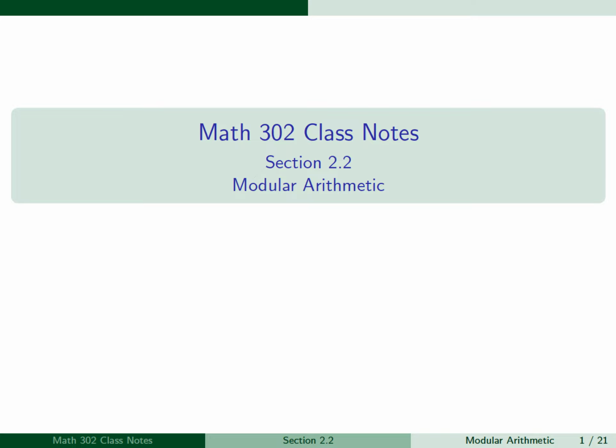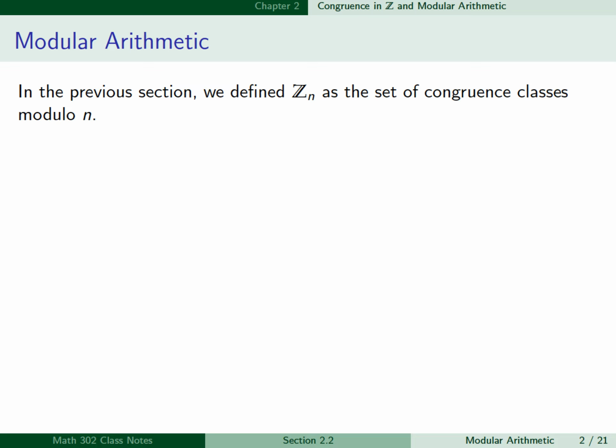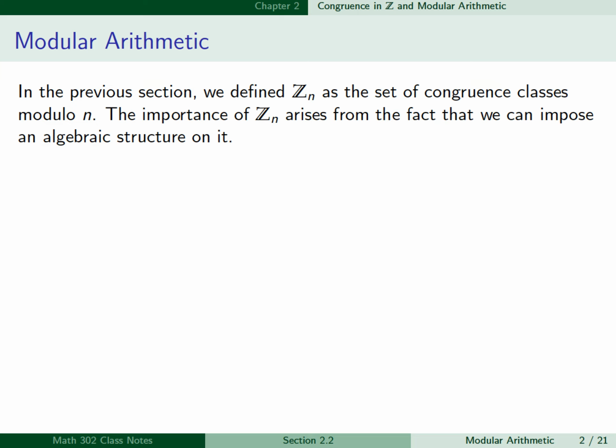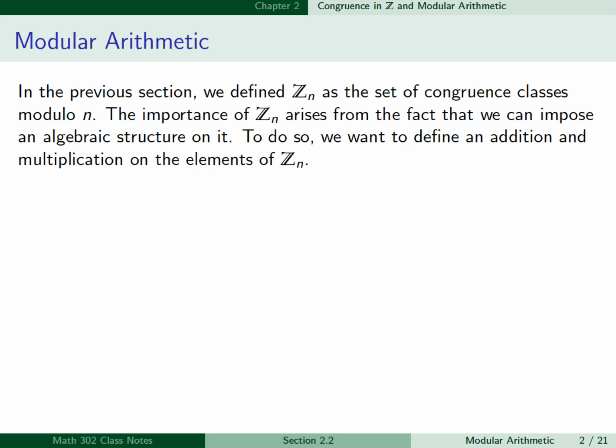This is the lecture for Section 2.2, Modular Arithmetic. In the previous section, we defined Z sub n as the set of congruence classes modulo n. The importance of Z sub n arises from the fact that we can impose an algebraic structure on it. To do so, we want to define an addition and multiplication on the elements of Z sub n.